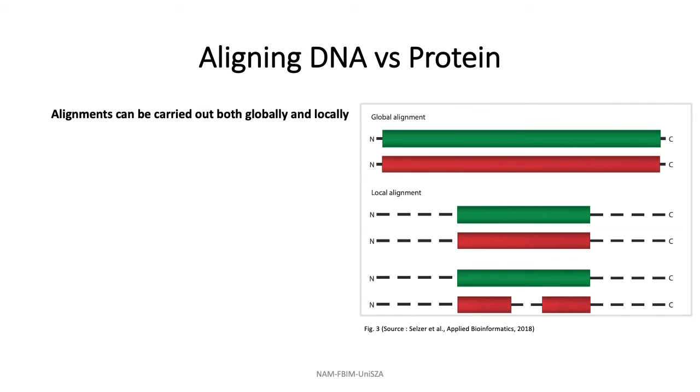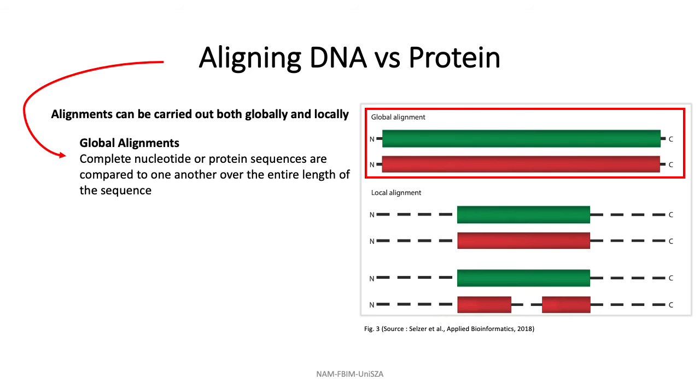Alignment can be carried out both globally and locally. In global alignment, complete nucleotide or protein sequences are compared to one another over the entire length of the sequence. However, even very similar sequences can have a single deletion or insertion and consequently a different number of amino acids or nucleotides. To represent this alignment appropriately, gaps must be inserted into the sequences. Theoretically, all possible sequences can be aligned by introduction of gaps.